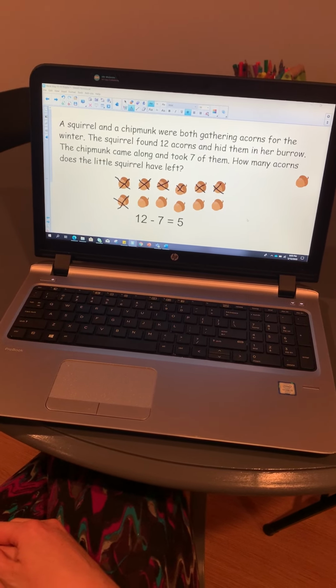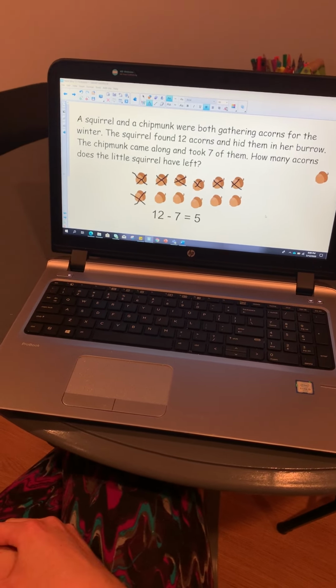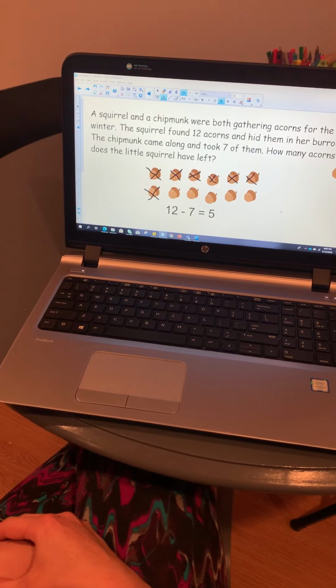I want you to go ahead and try using a picture and now using a number sentence to solve the word problems that I've included for this week.